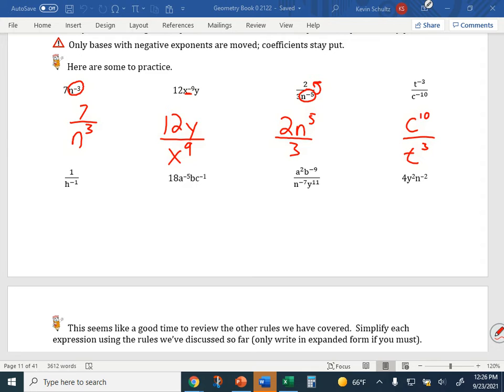The third one here, our b to the negative ninth will move down. Our a squared is good because that's already positive. Don't have to move it. Our n to the negative 7th is going to move up. But the y to the 11th, positive power, it's all good. We don't need to move it. So our numerator will now be a squared n to the positive 7th over b to the positive 9th, y to the 11th. Okay?